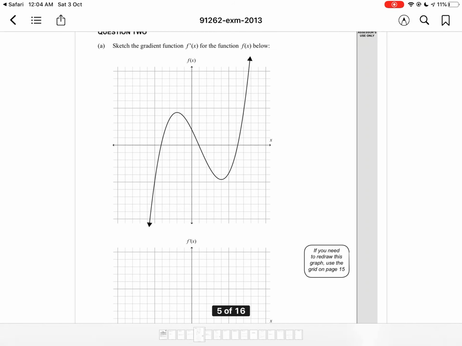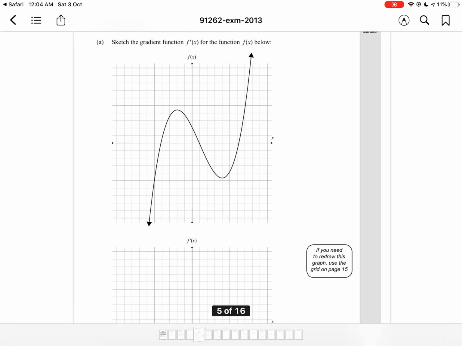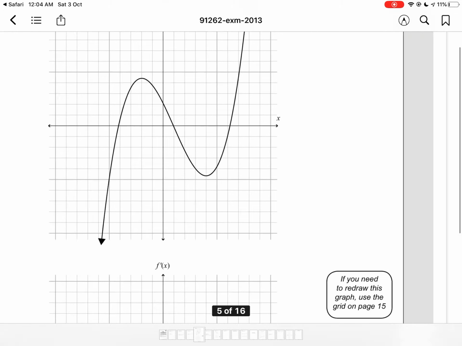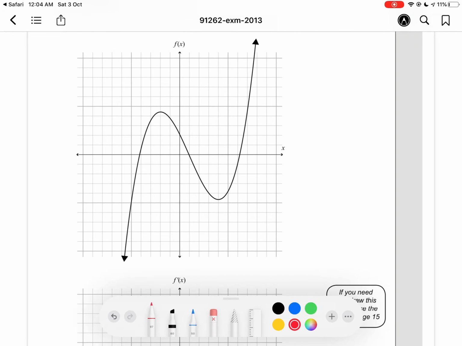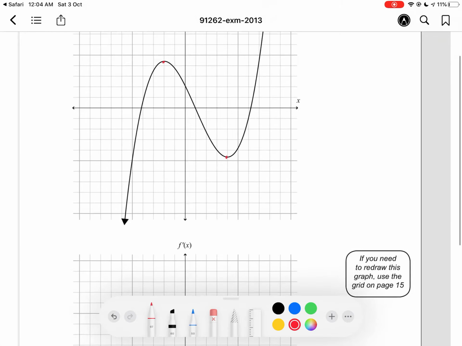Question 2: sketch the gradient function f dash of x for the function f of x below. For this one, we have our original graph. We know there's a turning point at this point here and a turning point at this point here. The turning point is when the gradient equals 0. So that's where our x-intercepts are for our gradient function, because the x-intercept is when the gradient is equal to 0.